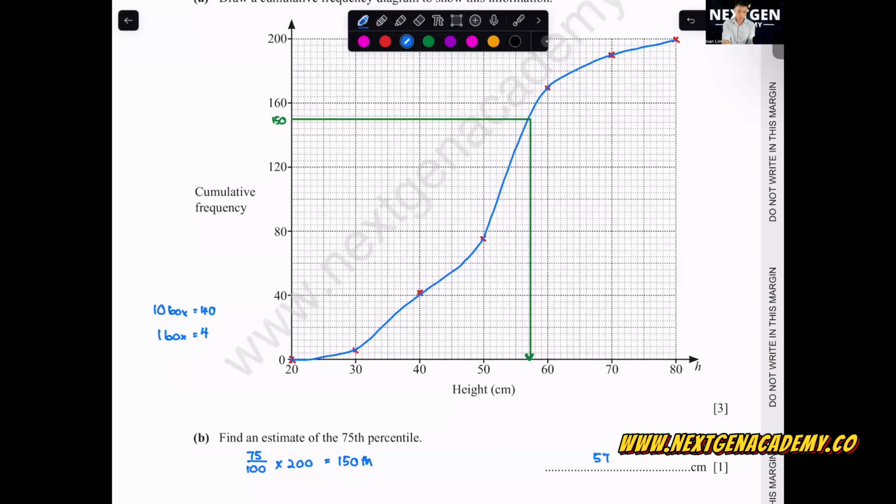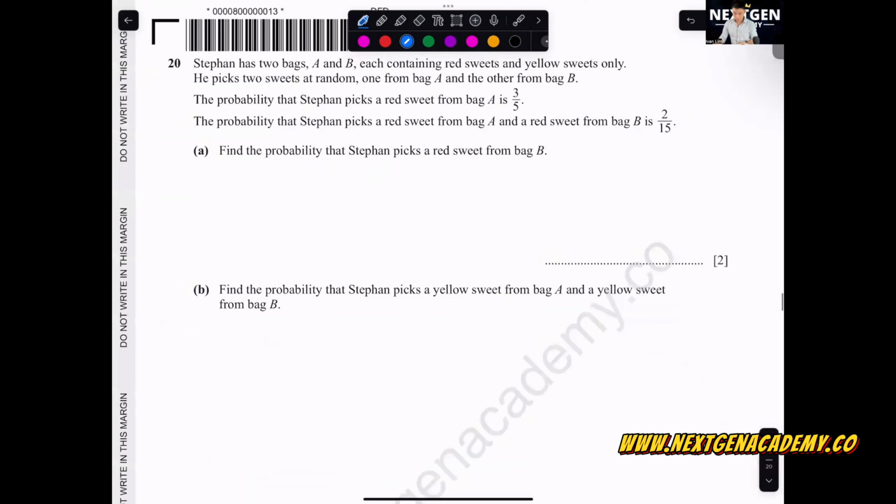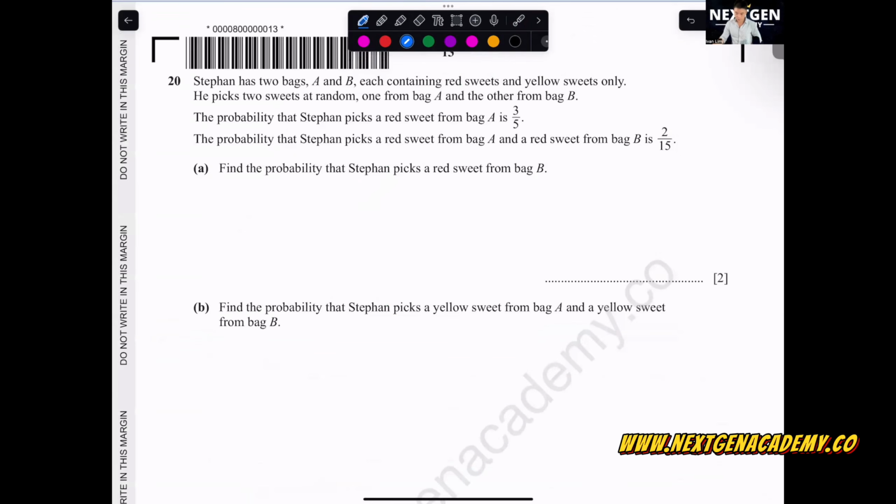Okay, let's go to question 20. Steven has 2 bags, A and B, each containing red sweets and yellow sweets only. He picks 2 sweets at random, one from bag A and the other from bag B. The probability that Steven picks a red sweet from bag A is 3/5. The probability that Steven picks a red sweet from bag A and a red sweet from bag B is 2/15. Find the probability that Steven picks a red sweet from bag B.